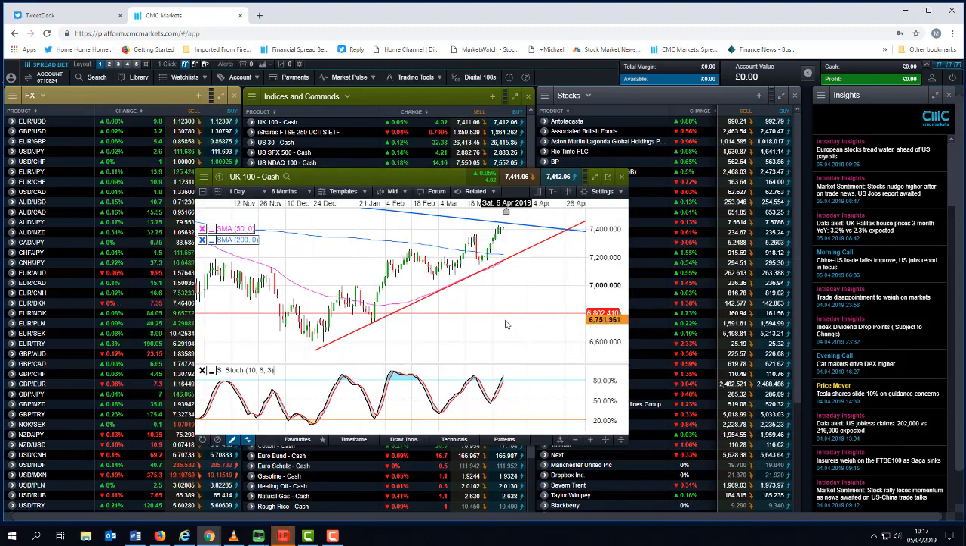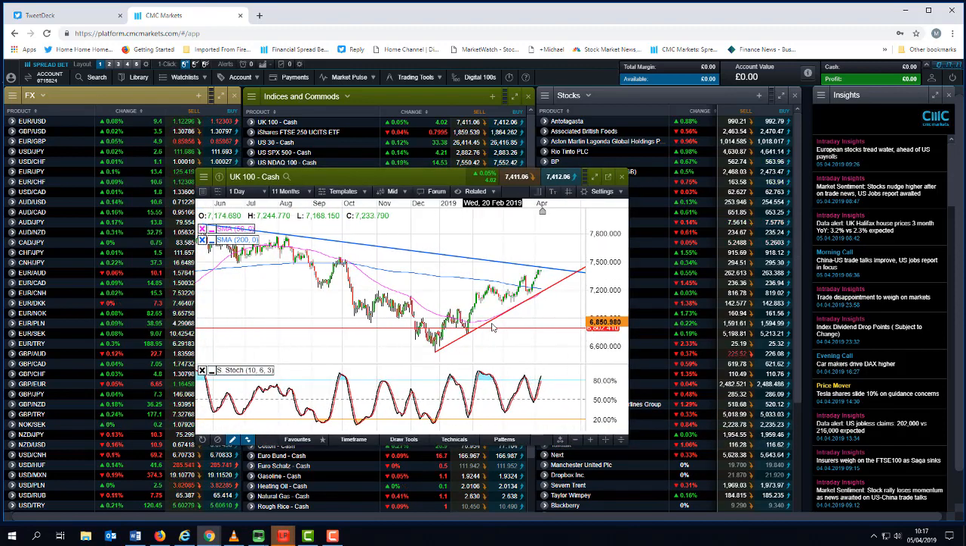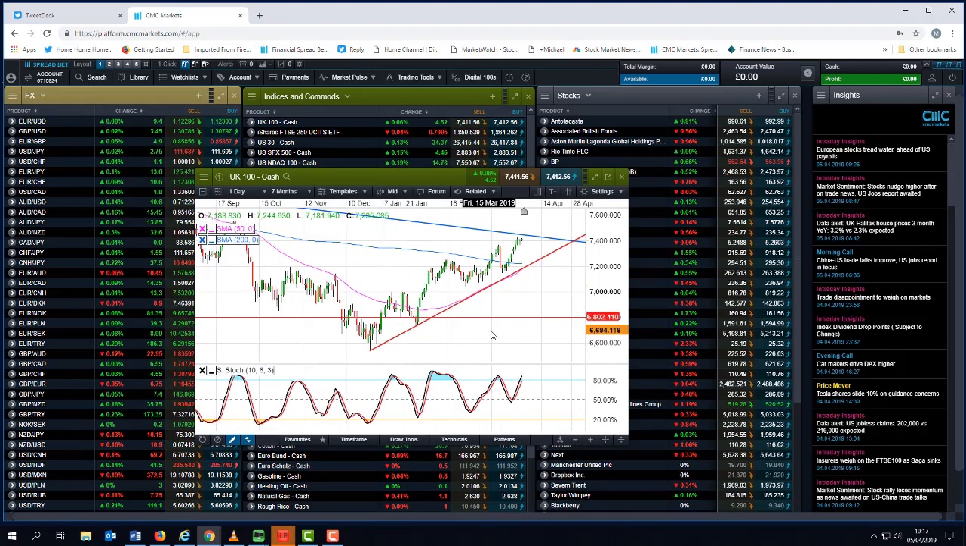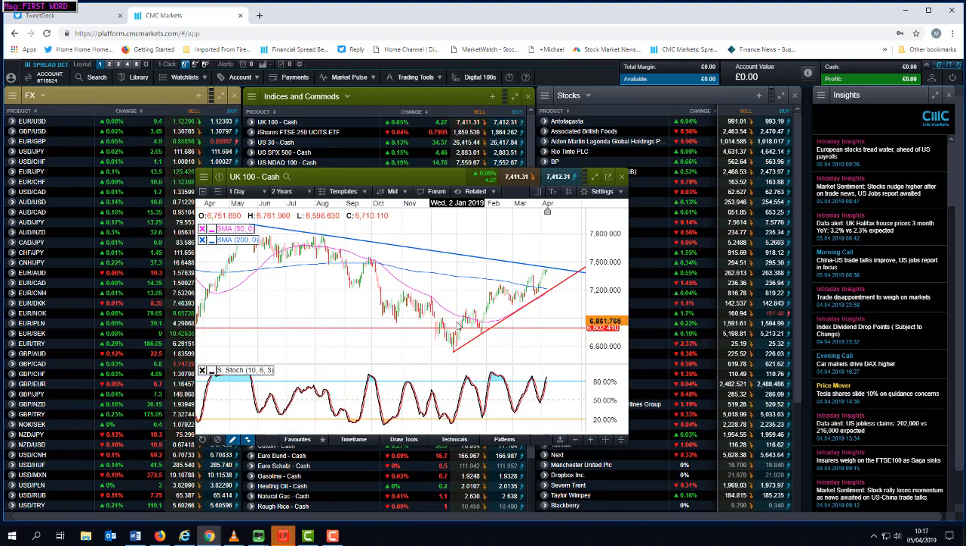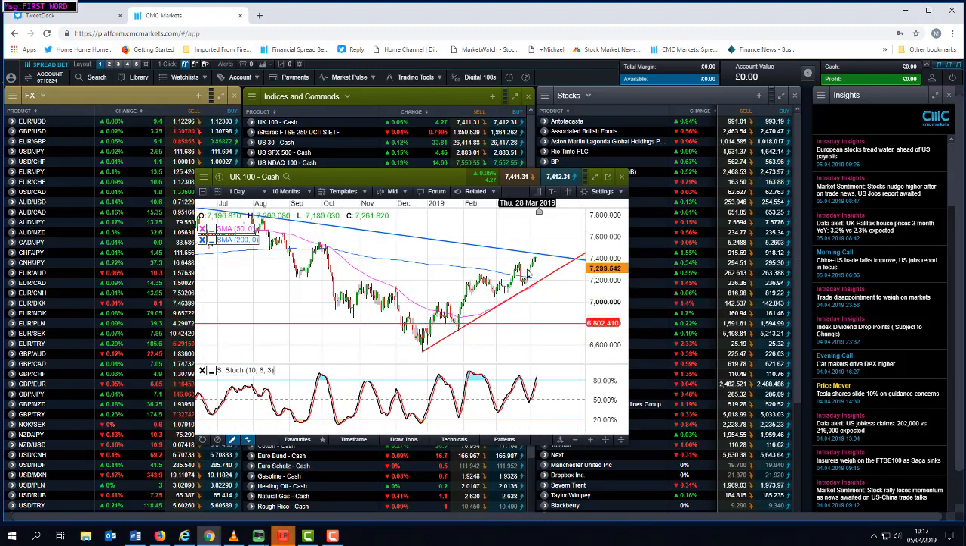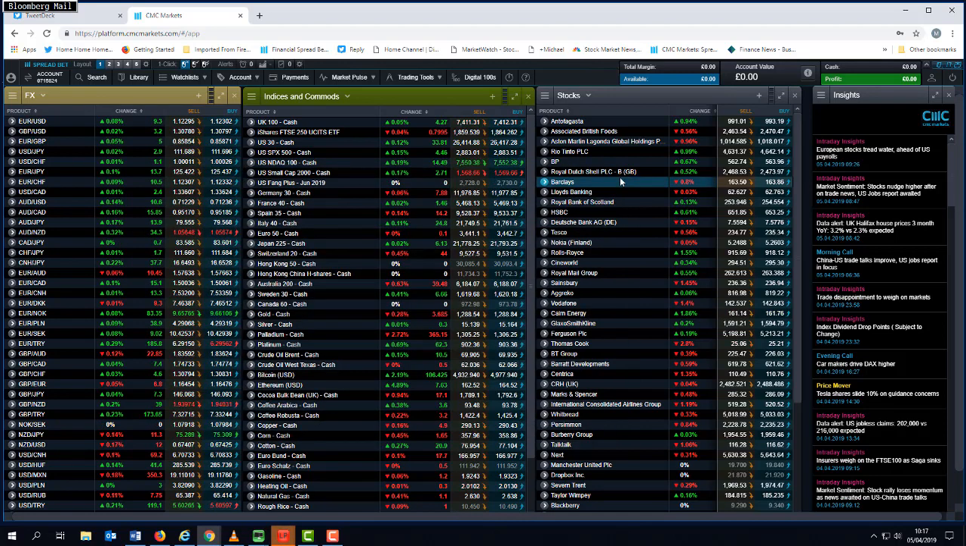Just going to finish off with a quick look at the UK, the FTSE 100, pushing up against some very key resistance on this daily chart here. Keep an eye on that resistance around about 74.50 area. We could well see further gains towards 7,600 if we break above that key level there.